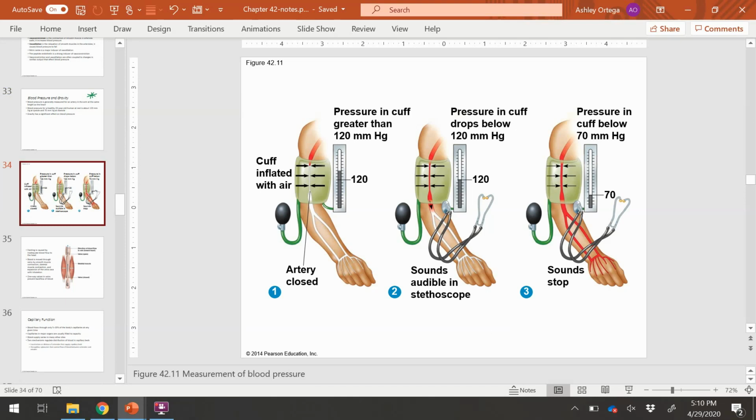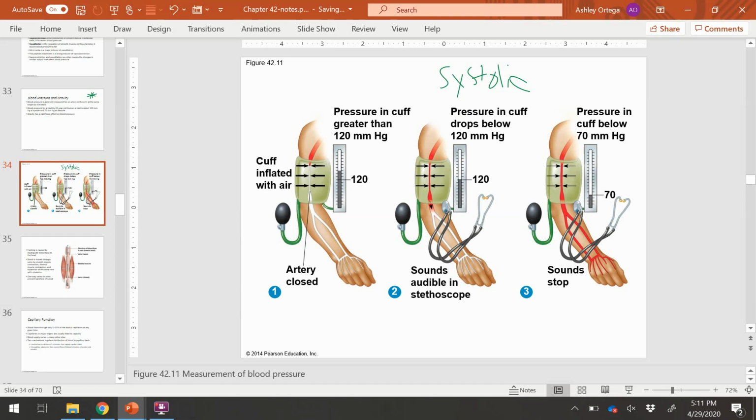Then you slowly decrease the air in the cuff, and so this will drop the pressure in the cuff. And so looking at the blood pressure, you're going to want to listen for audible sounds in the stethoscope. When blood starts flowing through, it's going to make audible sounds, and so those sounds will let you know what the systolic pressure is, which is 120. So systolic pressure is 120.